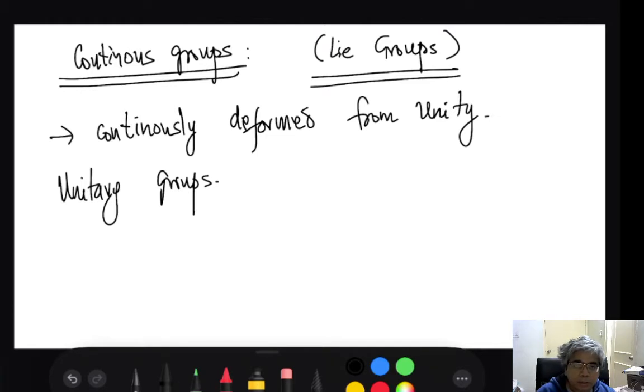We needed unitary groups because most of the symmetry operators in nature are represented by unitary groups. That's what we have seen. So we will focus on these unitary groups. The unitary groups are defined with U U dagger is equal to 1, where U is the group element.